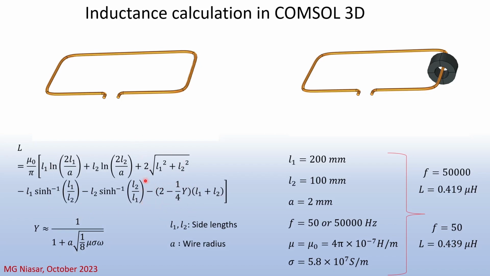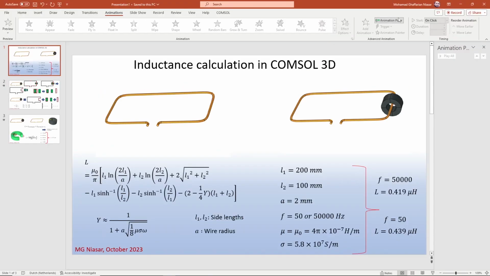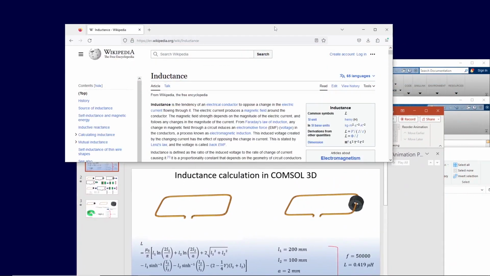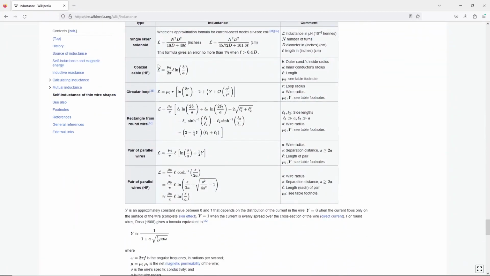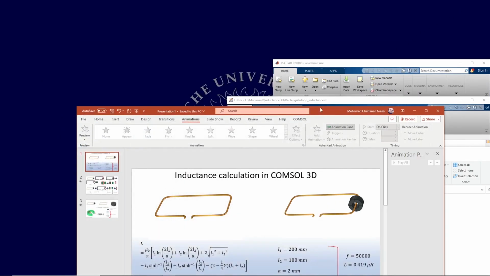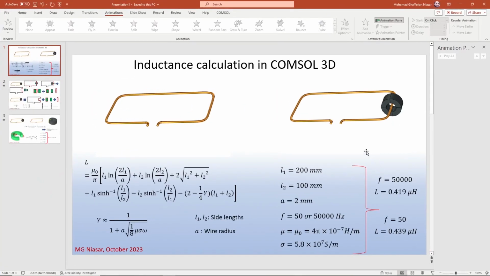Anyway, we have this analytical formula. Actually, it is from the Wikipedia page of inductance. At the end of this page, there is a table in which the inductances of very famous geometries are given. This is for the rectangle from round wire. First we are going to model this, and after that we are going to add a toroid around this wire and recalculate the inductance.